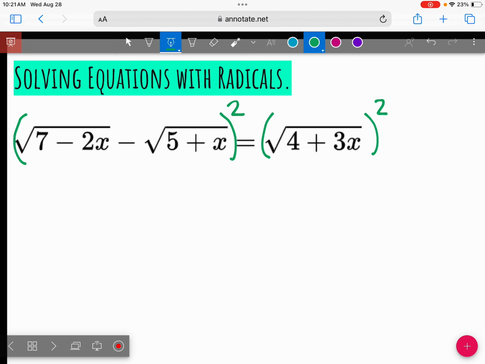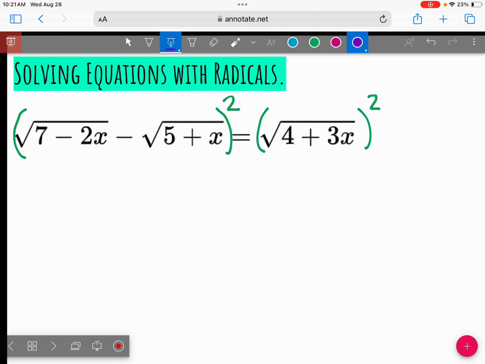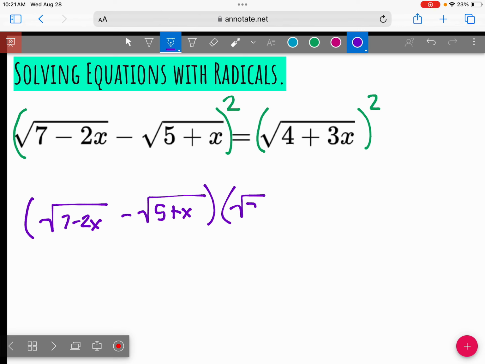So this one's gross. We're gonna go through the whole thing. I promise. I'm gonna write it out as a product instead of as a square so we can see what the heck is happening. So I'm gonna write this as our square root of 7 minus 2x minus square root of 5 plus x times square root of 7 minus 2x.